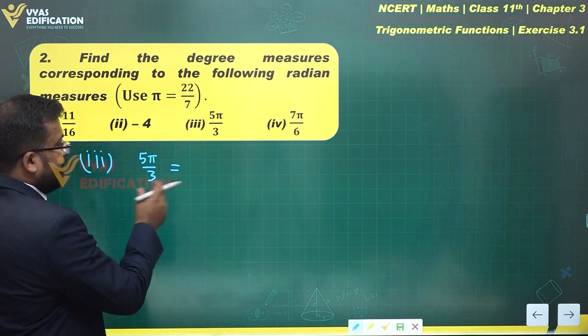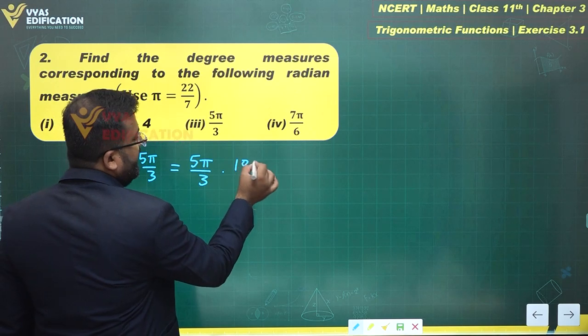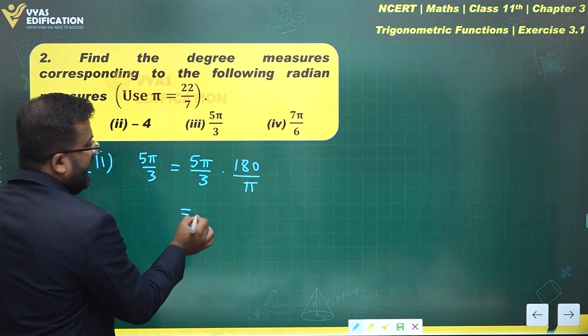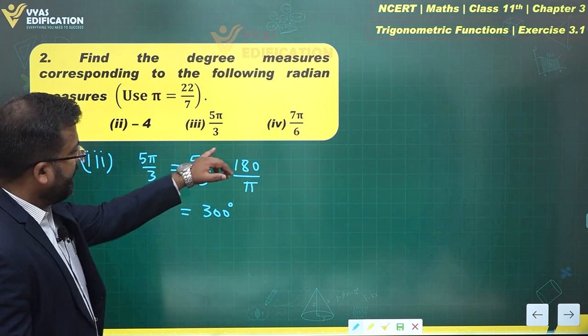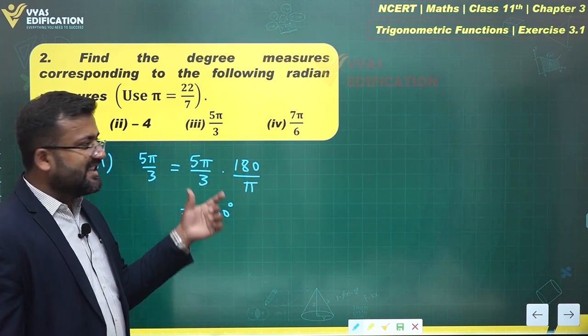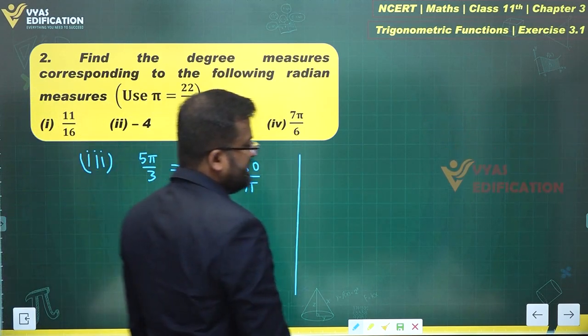Now, what is 5 pi by 3? This is 5 pi by 3 times 180 upon pi. And can we solve this? Yes, this is 300 degrees, right? Pi and pi get cancelled. 3 times 6 is 18, and 5 times 60 is 300. This is 300 degree.